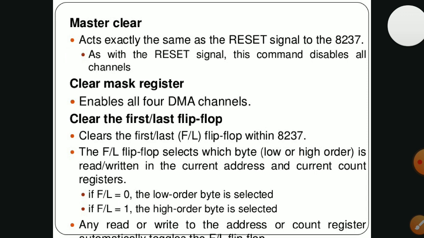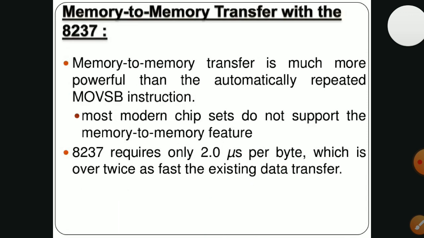And the remaining registers, which are the master clear register, clear mask register, and clear the first or last flip flop, are all different types of registers. And this is memory to memory transfer with the 8237. As I already discussed, memory to memory transfer is the type of transfer done from one memory device to another memory device. Most modern chipsets do not support the memory to memory feature.